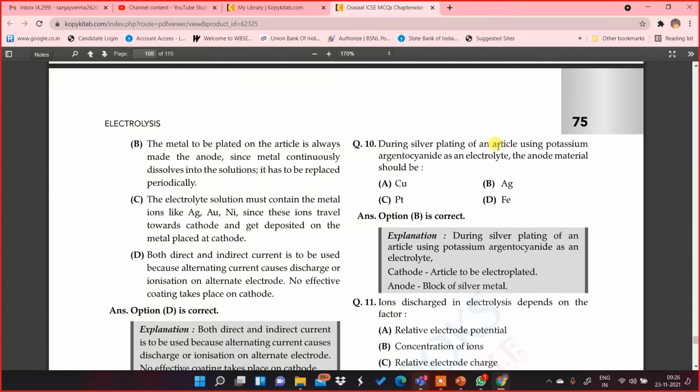During silver plating of an article using potassium argentocyanide as an electrolyte, the anode material should be what? Anode should be made of what? Platinum? No. Silver plating. I'm talking about silver plating. Silver, Ag. Yes, Ag. Option B is correct. It should be a thick block of pure silver metal.